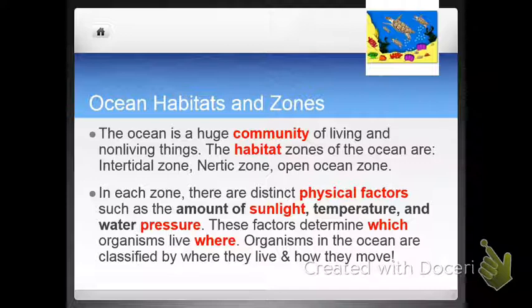So organisms are now going to be classified by where they live and how they move. Can they live in multiple zones? Do they just stay in one? And how do they move? Are they strong swimmers, or do they have to kind of go with the flow and depend on the waves and the currents to really get them where they want to go?